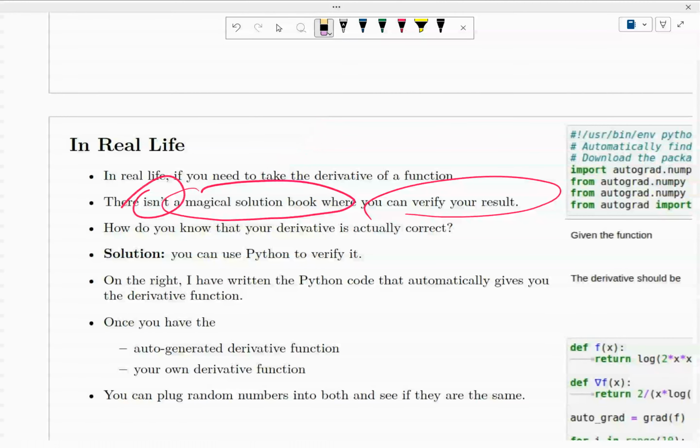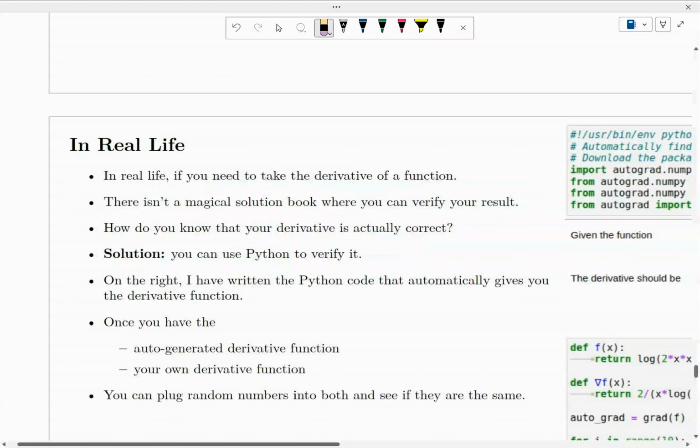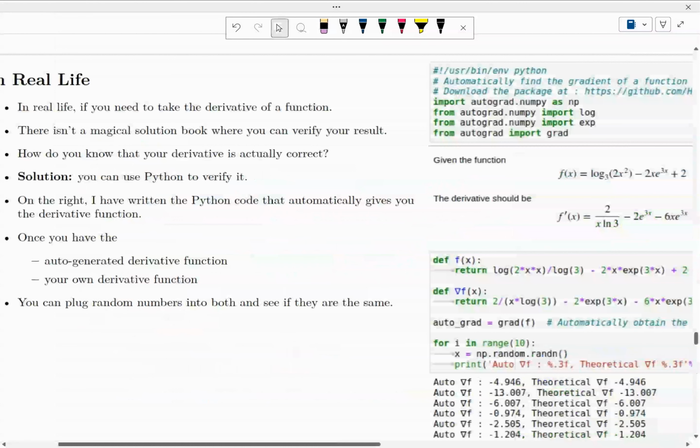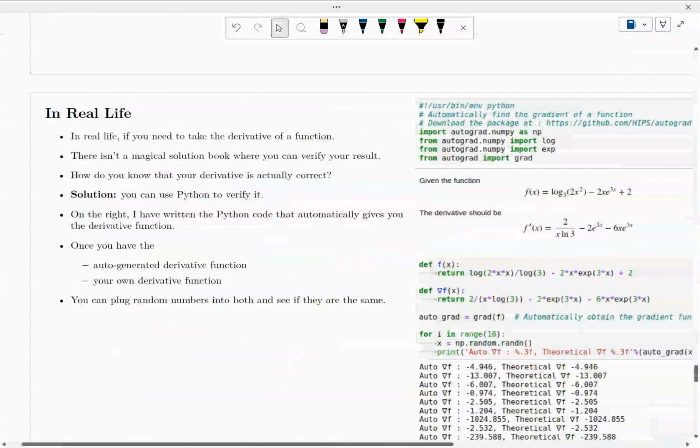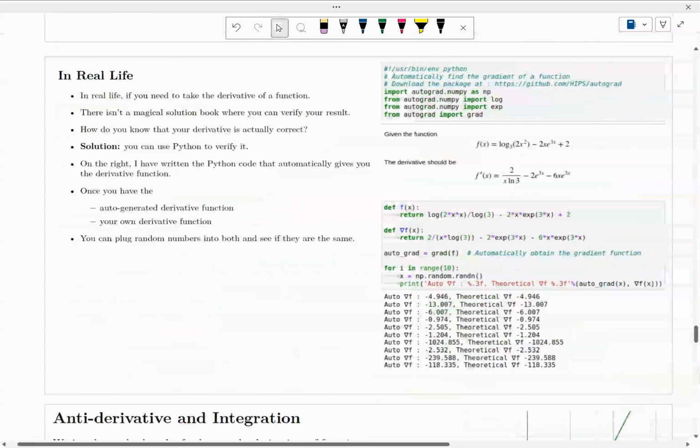And yes, you can actually verify your derivative programmatically. That's going to be very useful. In real life, you need to take derivatives and you need to verify your result to make sure you know what you're doing. The solution is to use Python. With Python, which is kind of like a calculator, I have written the code for you on a simple example, and based on this example, you should be able to apply it.